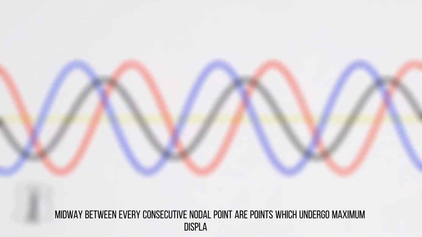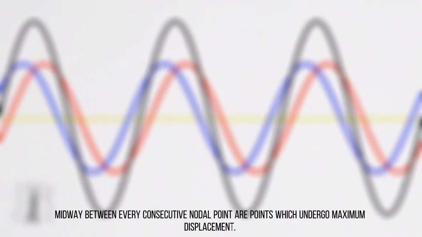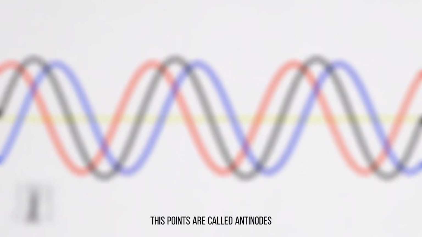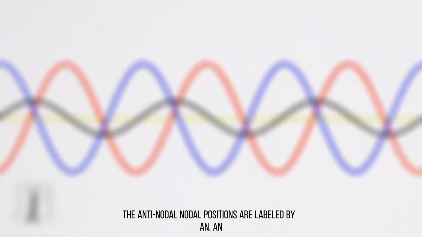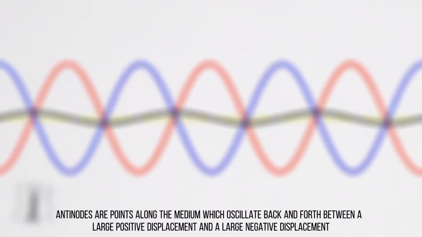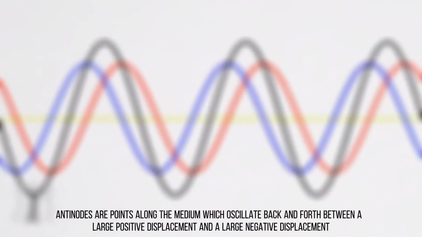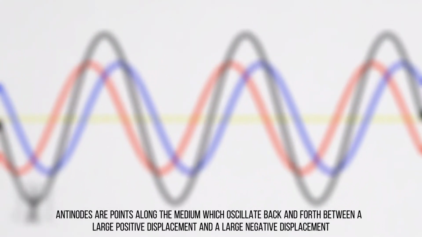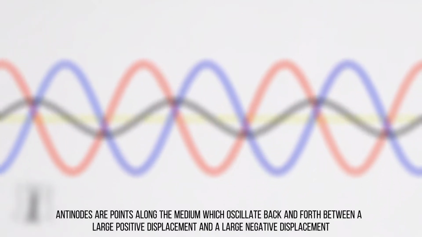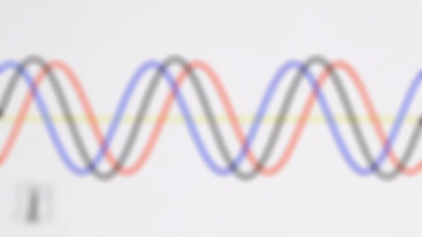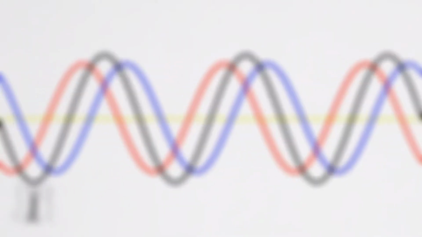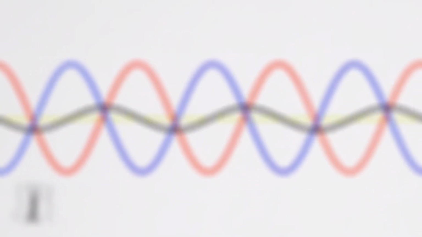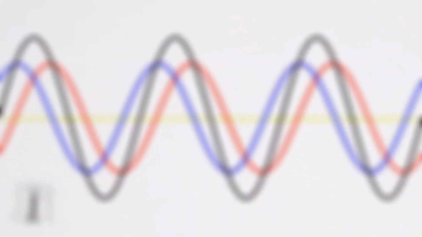Midway between every consecutive nodal point are points which undergo maximum displacement. These points are called antinodes. The antinodal positions are labeled by an AN. Antinodes are points along the medium which oscillate back and forth between a large positive displacement and a large negative displacement. A careful inspection of the above animation will reveal that the antinodes are the result of the constructive interference of the two interfering waves.